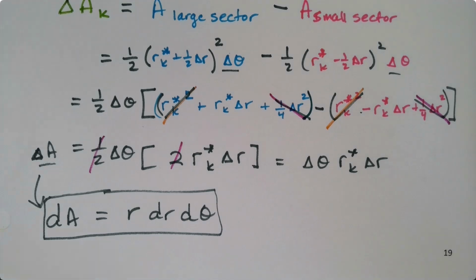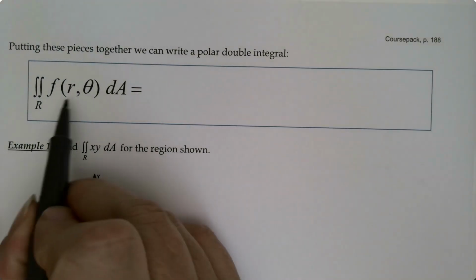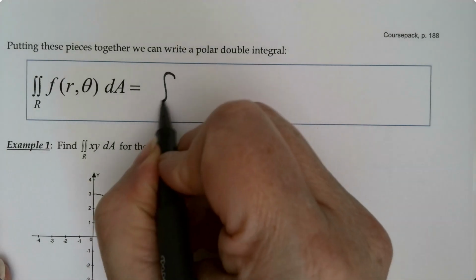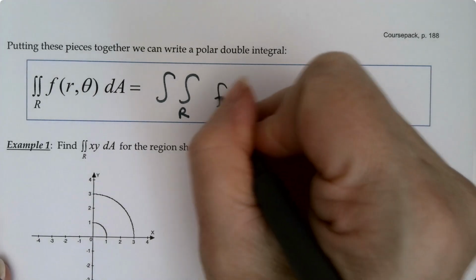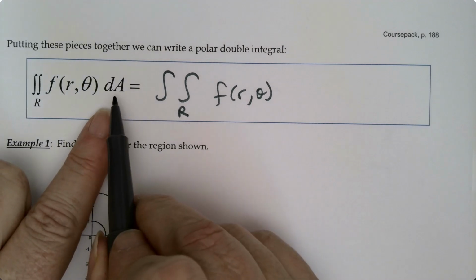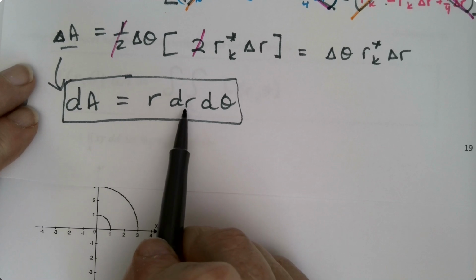All right, let's put this all together into a formula. When we want to find this double integral, what we're doing is finding f of r theta, and then instead of dA, we would say it's what we just found, r dr d theta.